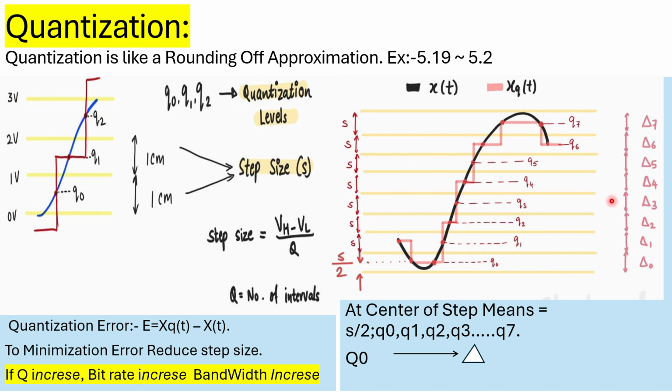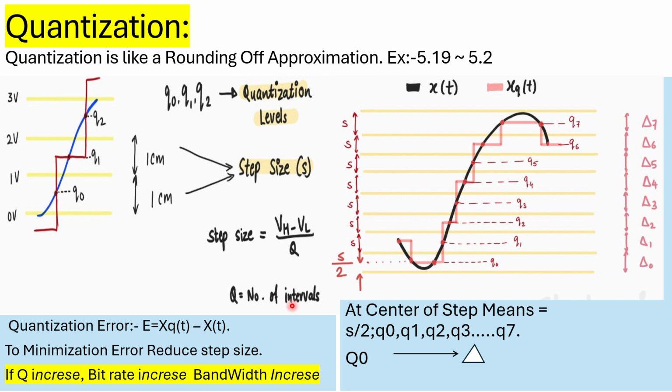Then the graph will be made like this type of graph. First, we take this analog continuous signal, then it will make this type of signal. Delta 0 and delta 1 are the steps between the two levels. Then we come to the quantization error.